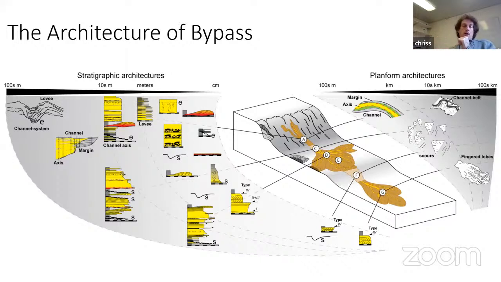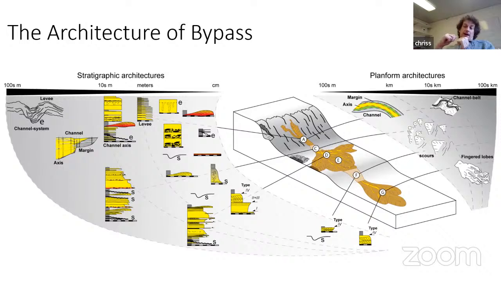Okay, so that was a whistle-stop tour through the architecture of bypass in the stratigraphic record. We looked at the fine detail, at the grain and the bed scale, with grain size breaks and various features like erosion, mud drapes, and thin beds.